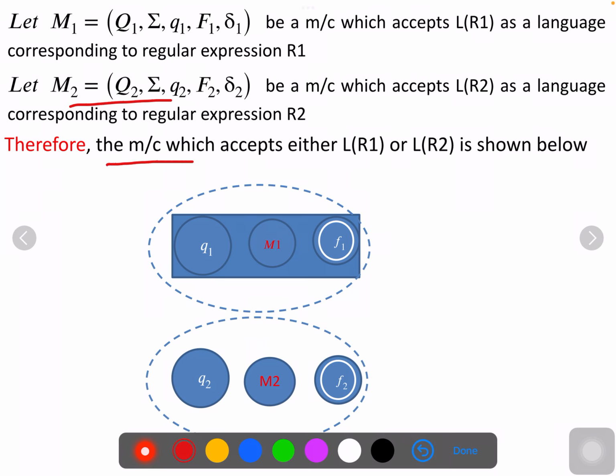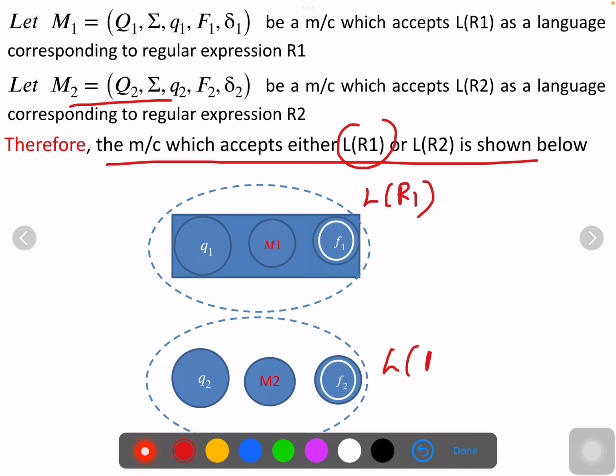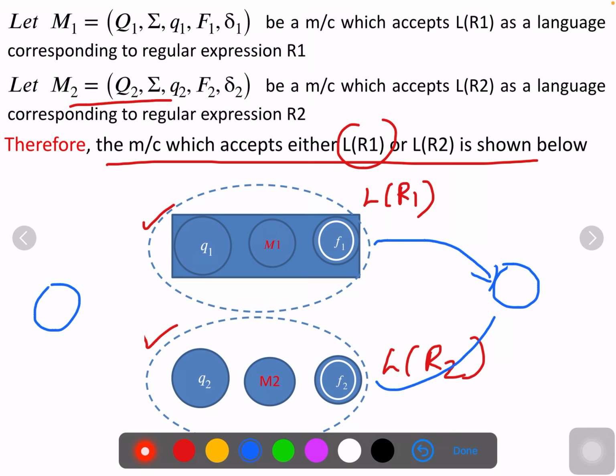So for this statement, either accept L of R1, this is L of R1, are you agree with this? This is L of R2, are you agree with this? Either accept L of R1 or L of R2. For that we require two more states, an initial state and a final state. After joining, F1 and F2 become intermediate states, then this will be the final state and this becomes the initial state.